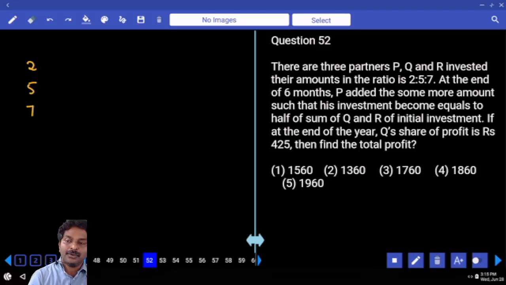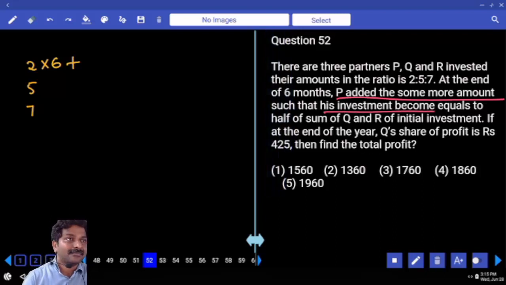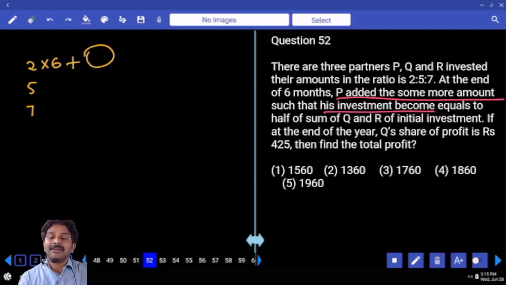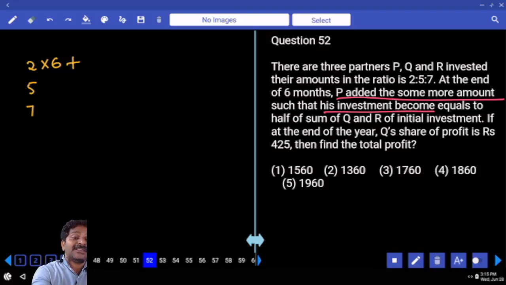Who is changing their investment? P. Initial investment of P is there for 6 months. Then after that he is adding some extra money. He added some more amount such that his investment becomes, in the sense they are talking about the present value, equal to half the sum of Q and R's initial values. Q and R's initial values sum to 12, and half of that means P's present investment is 6.